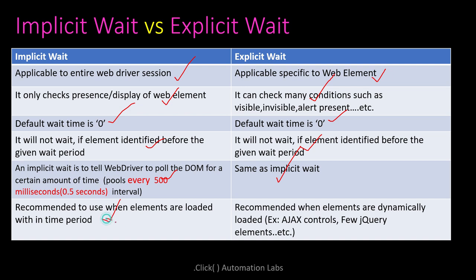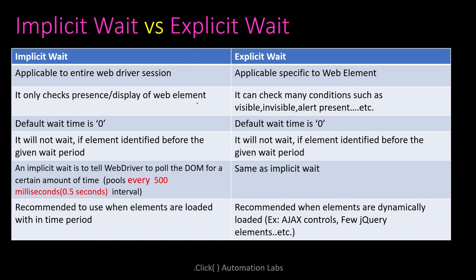But explicit wait is recommended when elements are dynamically loaded, meaning some elements load at some intervals and some elements load at different times. Usually these kinds of issues occur if you are interacting with Ajax loaders or jQuery elements. In such cases, you will depend upon your explicit wait. So these are the various differences between implicit and explicit wait.